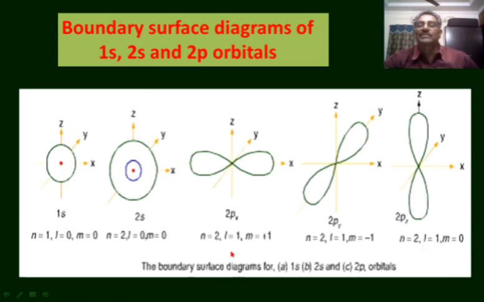That means there are three orientations for the p orbitals, and these three orientations of the p orbital are said to be the px orbital, py orbital and pz orbital. The p orbital which is oriented towards the direction of the x-axis is said to be the px orbital. The p orbital which is oriented towards the y-axis direction is said to be the py orbital, and the p orbital which is oriented towards the z-axis direction is said to be the pz orbital.